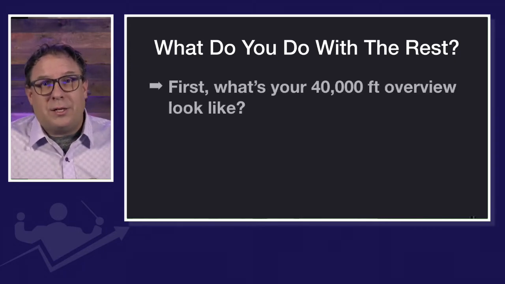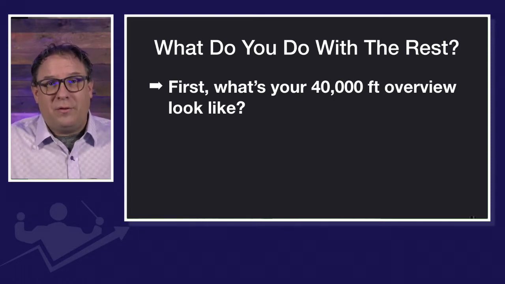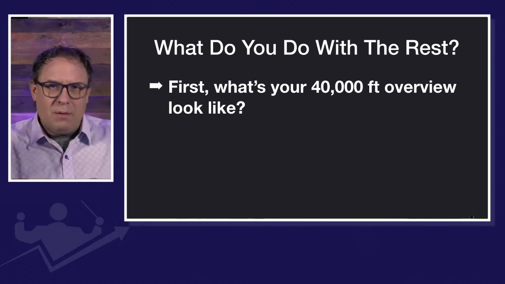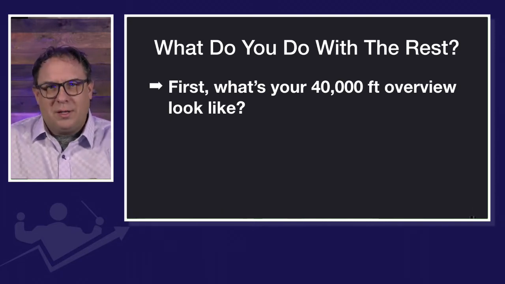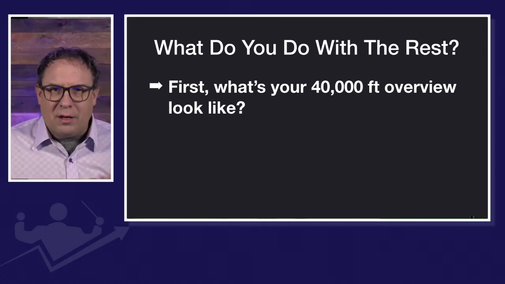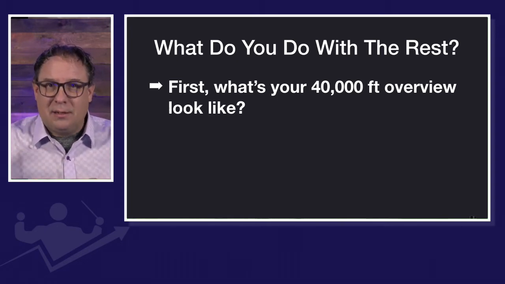So the first question is that you've got to go back to that 40,000 foot overview. What kind of income do you have? What various sources of income? Because it might be you need to pull some of that out and put it into real estate. It might be you need to pull some of that out and maybe diversify across a couple of income sources. And that's a different conversation.